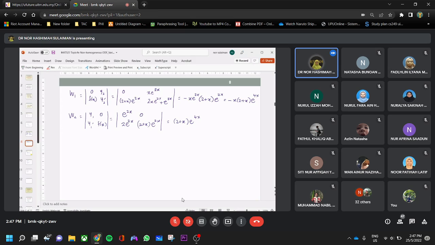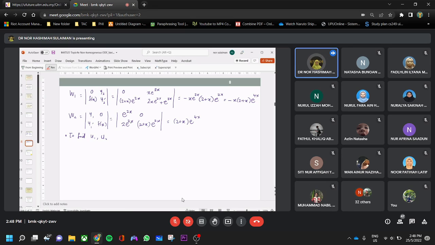Betul. Okay, so dah dapat dah apa? W1, W2 and W. So the next step is to find, next step apa? To find... Integrate. U1, U2, betul? Betul.